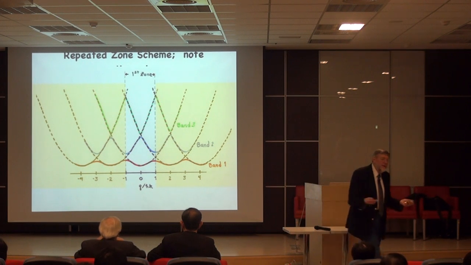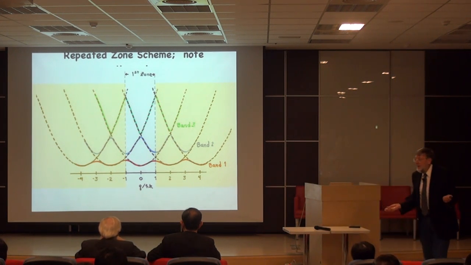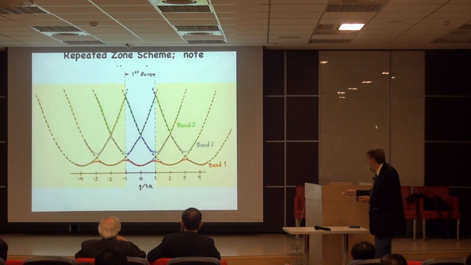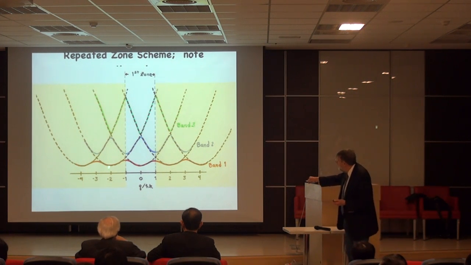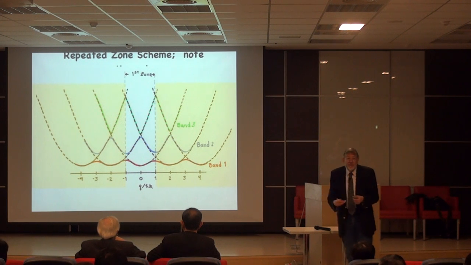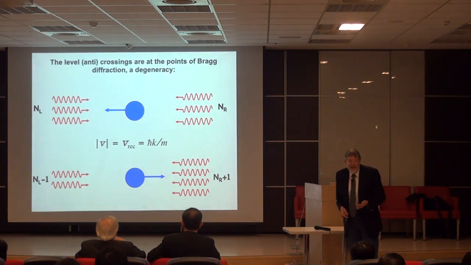The band gap in condensed matter systems just comes from an anti-crossing of two otherwise degenerate levels whose degeneracy is lifted by an interaction between the two levels. And what is that interaction? That interaction is known as Bragg scattering.